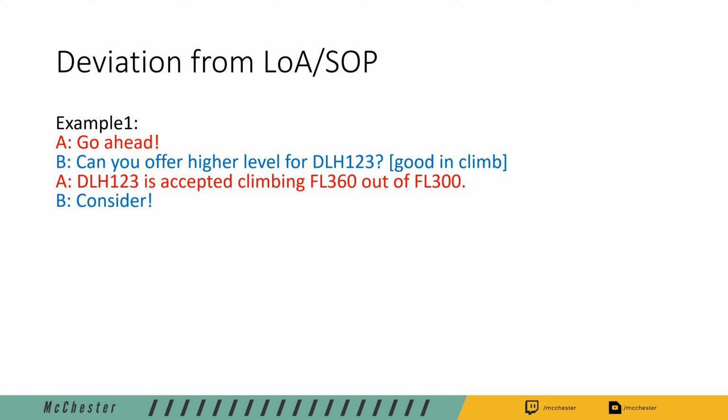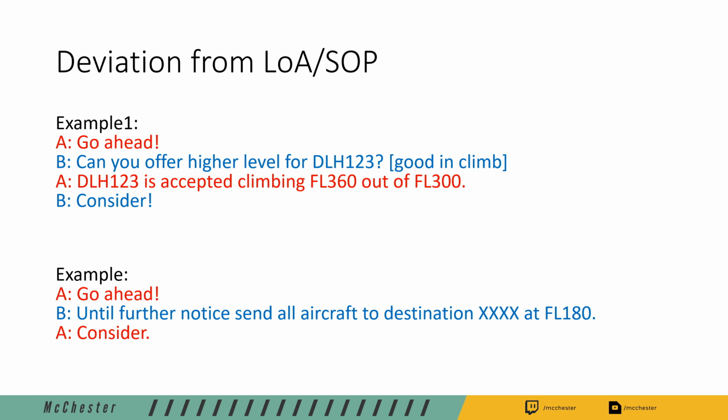Go ahead. Can you offer higher level for Lufthansa 123? Is very good in climb. Lufthansa 123 is accepted climbing 360 out of flight level 300. Go ahead. Until further notice, send all aircraft to destination Vienna at flight level 180.